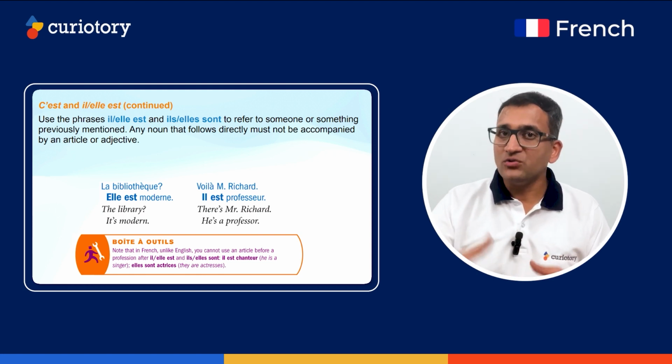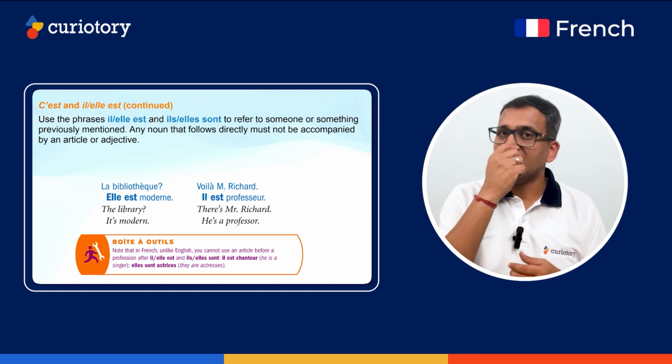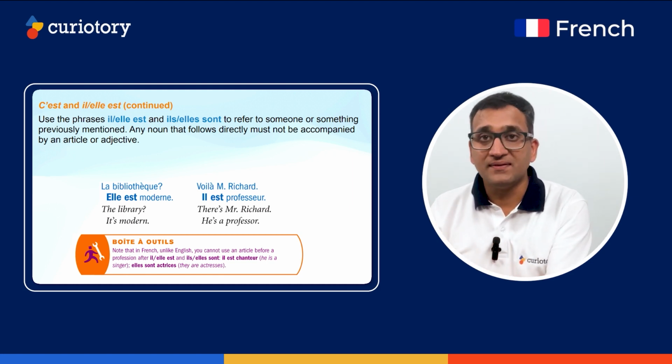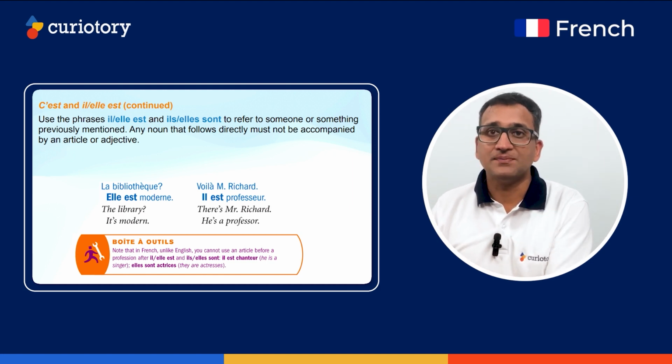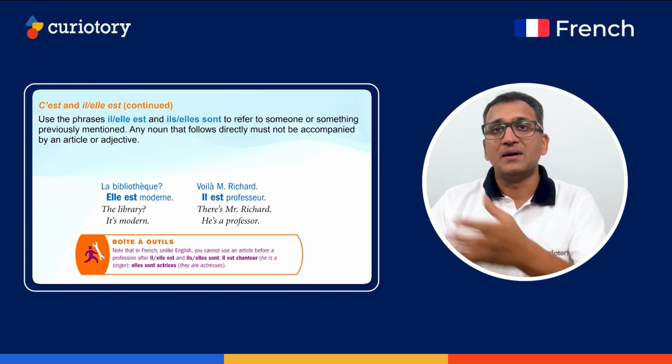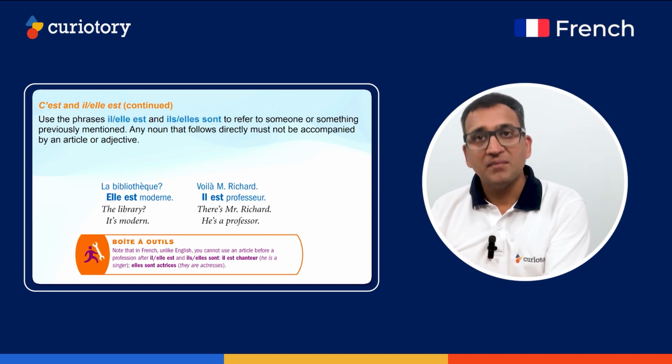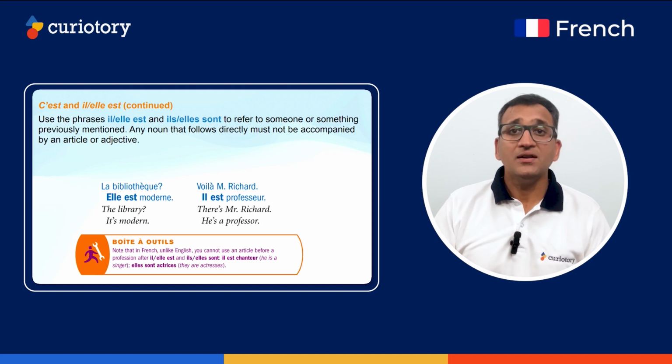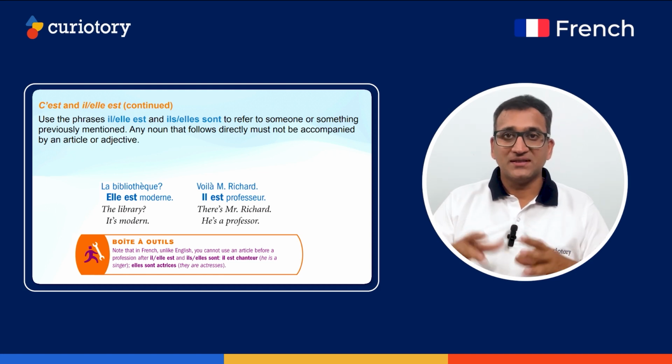Voilà Monsieur Richard, and I want to introduce him and tell about his profession. I will say, "il est professeur." Voilà Monsieur Richard, il est professeur. He is a professor. Or I can say, "voilà Madame Valerie, elle est professeur." She is a professor. So these are a few examples which you must understand.